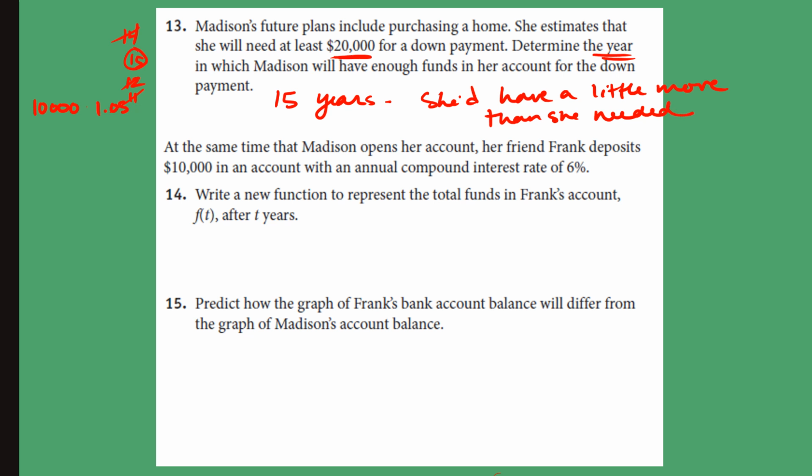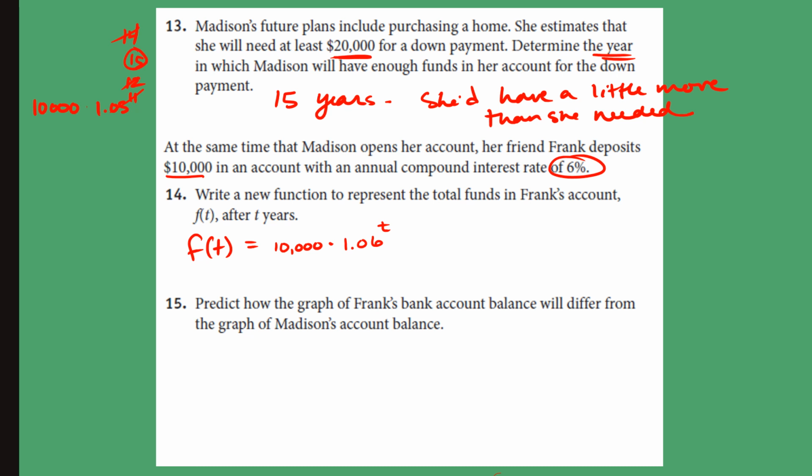At the same time she opens her account, her friend Frank deposits $10,000 in an account with an annual compound interest rate of 6%. So we're going to write a new function for his account after T years. So Frank's is going to look like he's also, they have generous families that give him $10,000 when they graduate from college. His interest rate is 6%, so the growth factor is going to be 1.06. And it's going to depend on how many years.